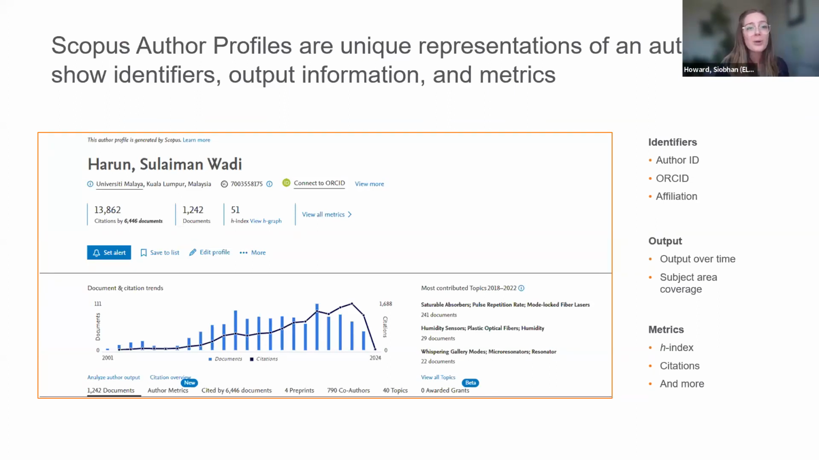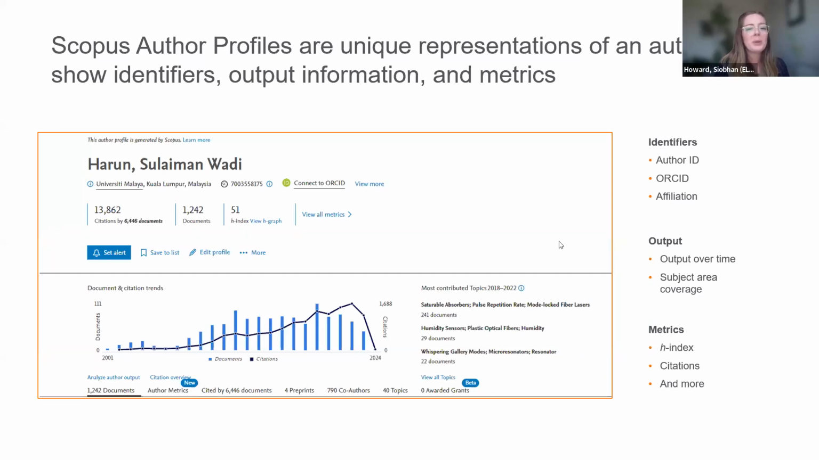So immediately we're able to see the affiliation of the individual directly underneath the name. We can see that this one is University Malaya. Next to that, you are able to see the Scopus author profile ID. So just where it says SC, that is the ID type for Scopus. And if the author has gone ahead and integrated their ORCID, you will be able to see that identifier, or Scopus will prompt the author to go ahead and connect their ORCID ID from there.